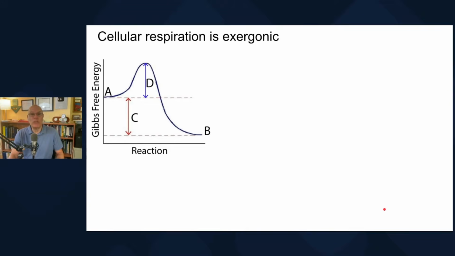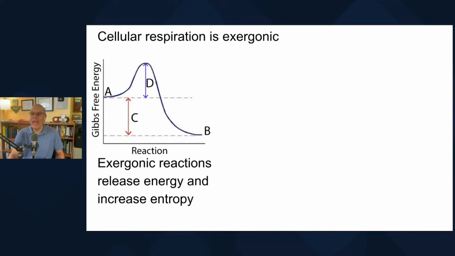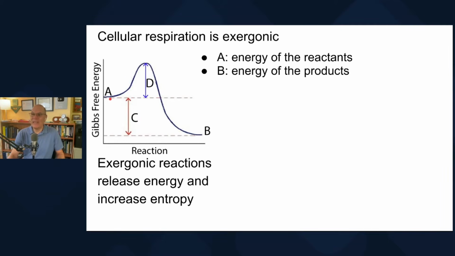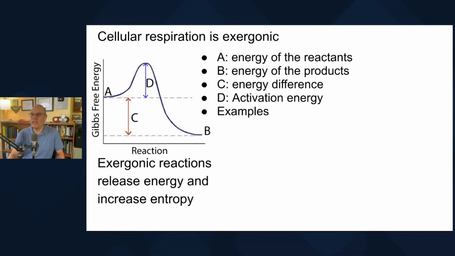Cellular respiration, which is our topic for tonight, is an exergonic reaction. Exergonic reactions release energy and they increase entropy. A in this diagram, just like the one we saw before, is the energy of the reactants. B is the energy of the products. And notice that the reactants have more energy than the products do. C is that energy difference. D is the activation energy.